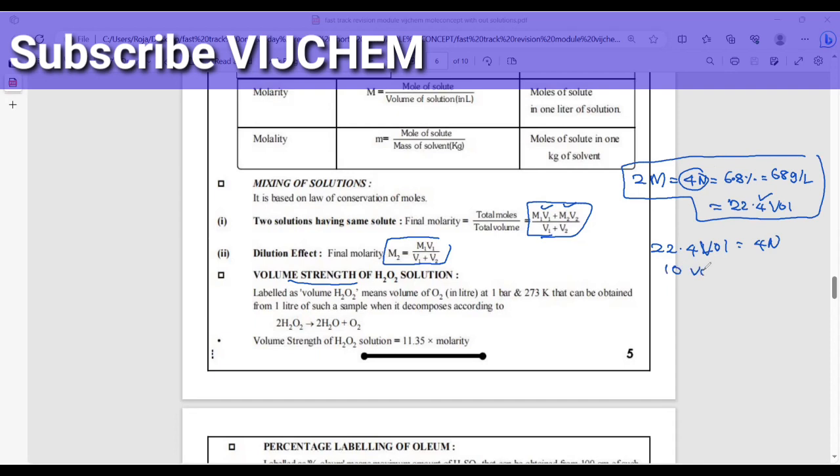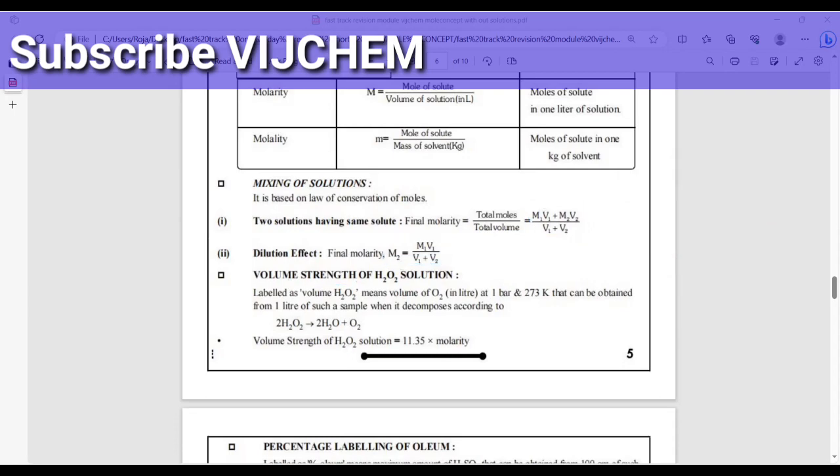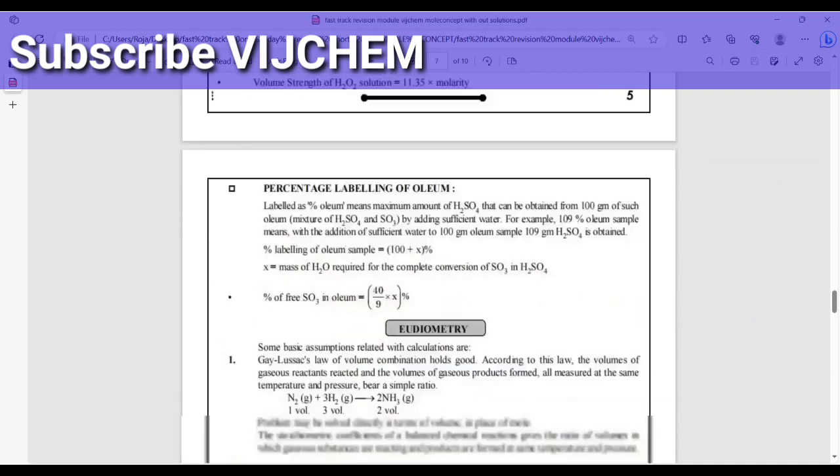For example, if they ask for 4 volume, how much normality? If the volume strength is given and you have to find out the strength, then you will write 68. So for 10 volume, how much is the strength? Like this, you can calculate. Okay. So this is about the special methods used only for H2O2. And there is another substance, oleum.